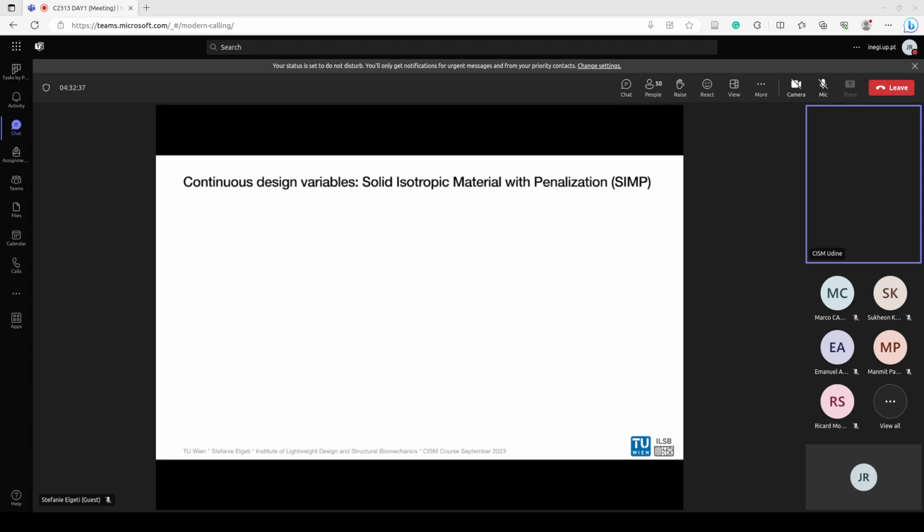We kind of stopped talking in geometry representation for topology optimization. And I wanted to tell you about the solid isotropic material with penalization approach. Here it works in the following way. So we define a design variable.